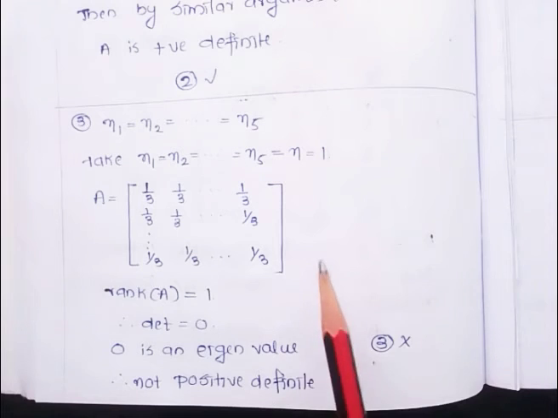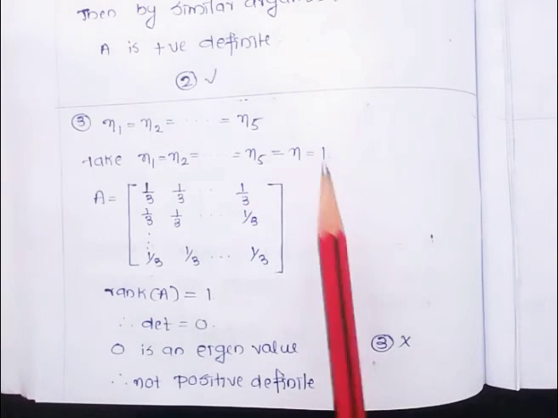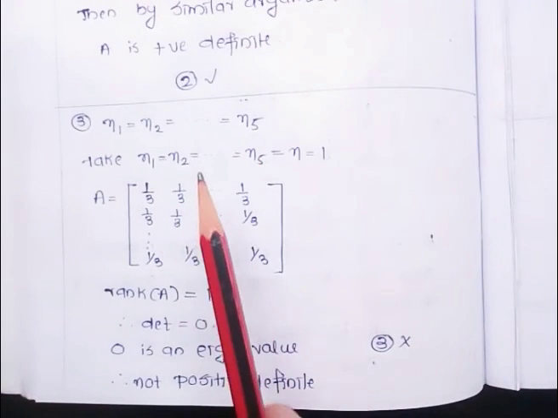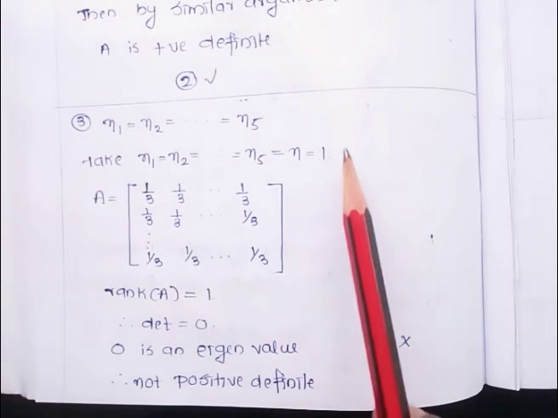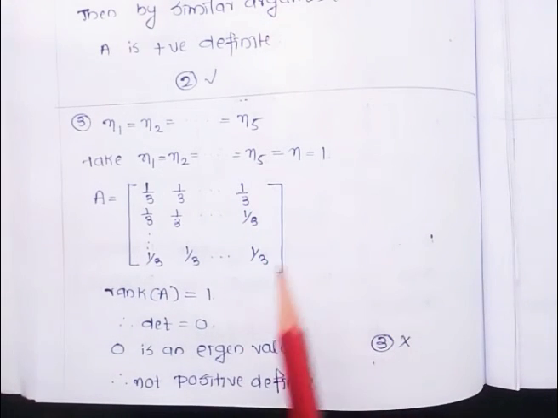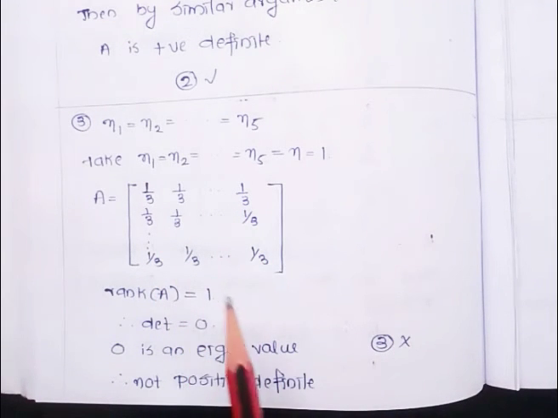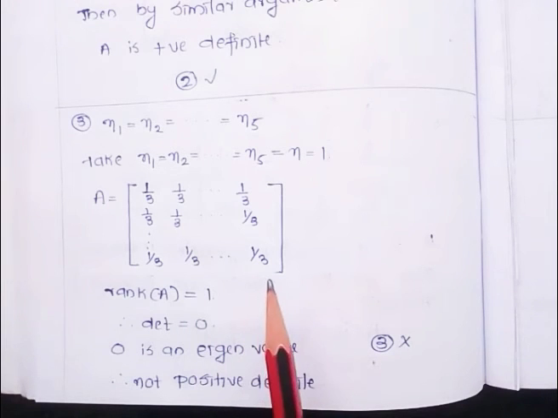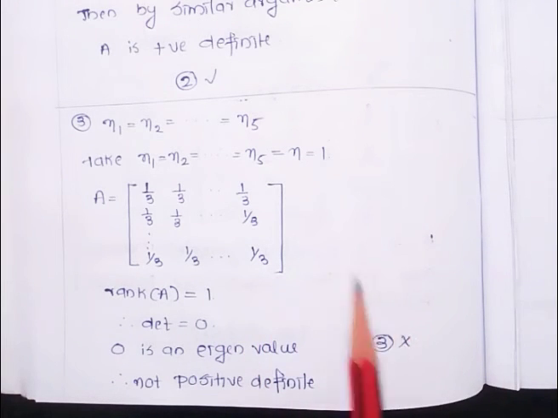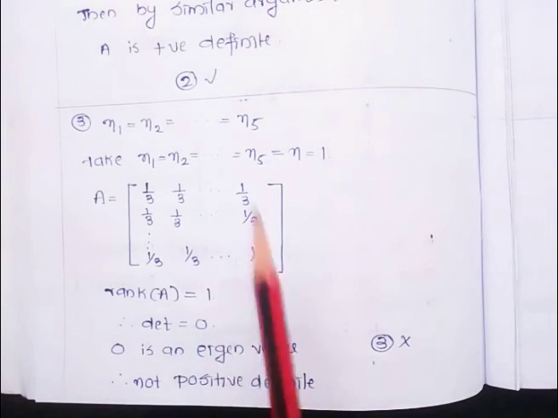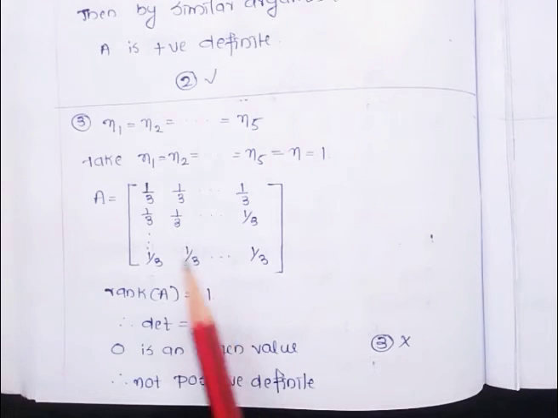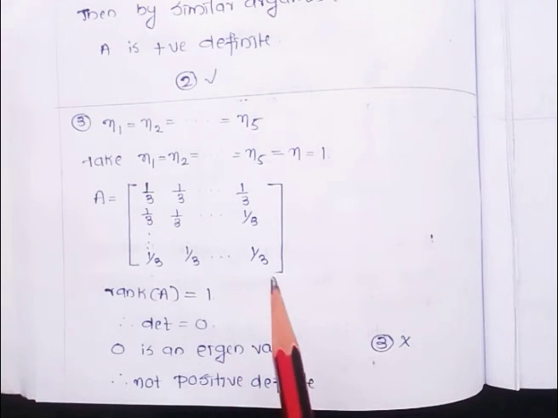Since Aij is equal to 1 by (ni plus nj plus 1), taking all the ni's, for i going from 1 to 5, the value is 1. So we get this matrix, and this matrix has rank 1. So it is not full rank. Therefore we can say that 0 is an eigenvalue, and the determinant of this matrix is equal to 0. The determinant being 0 implies that 0 is an eigenvalue, which implies that it is not positive definite, because a matrix is positive definite if all the eigenvalues are positive. So here we get 0 is an eigenvalue.